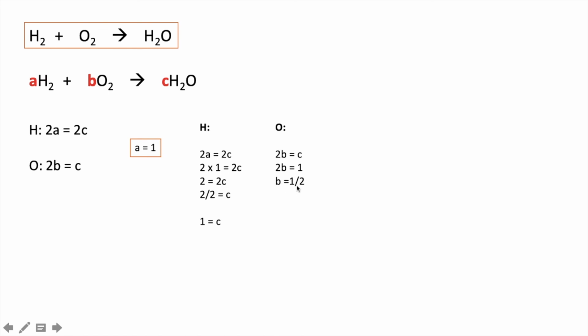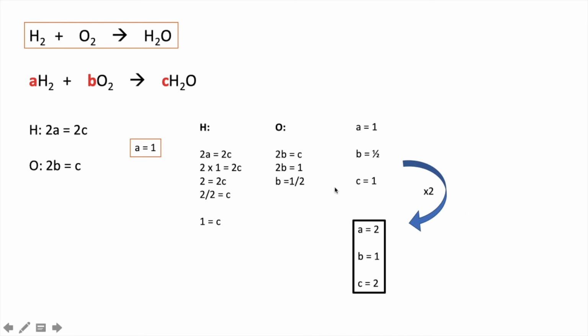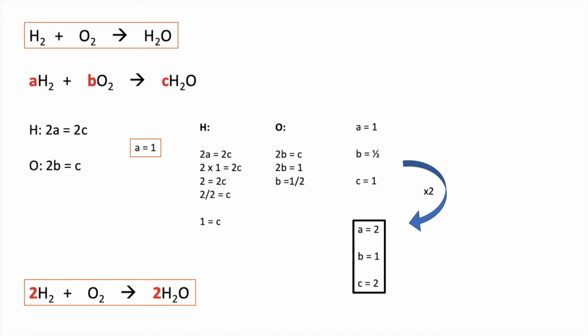What do we need to do if we have fractions? Remember, multiply by the highest denominator of the fractions. In this case it is 2, because we only have one fraction. We multiply our letters by 2 and we obtain all the coefficients that we can replace in our principal chemical reaction. And now we have this chemical reaction balanced. Hope you understand it, and any questions that you have, you can ask me.